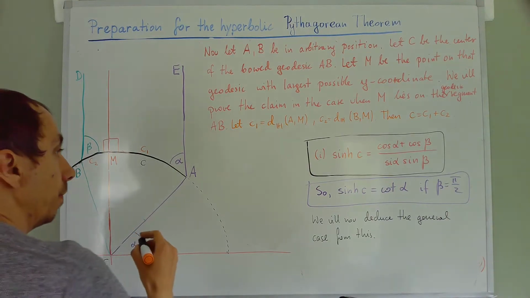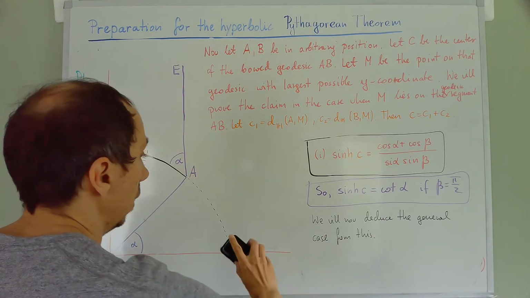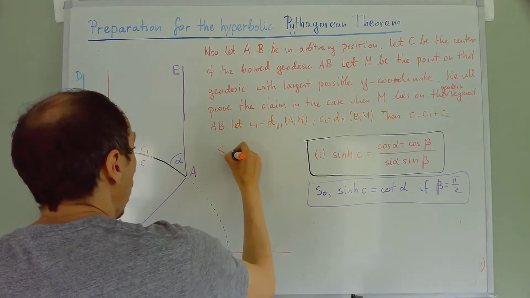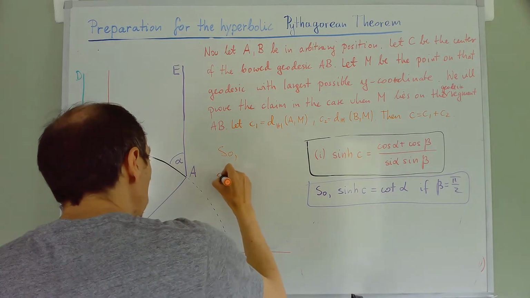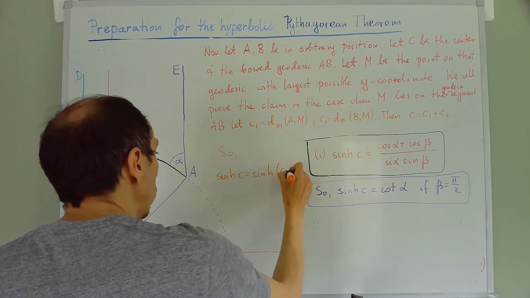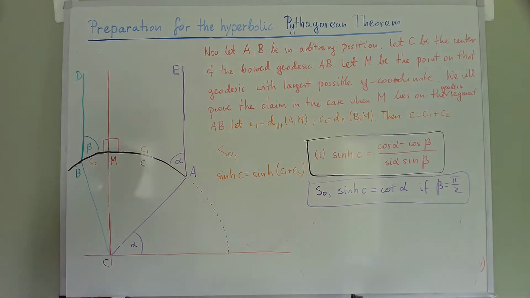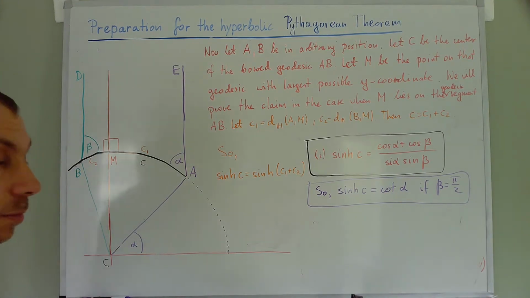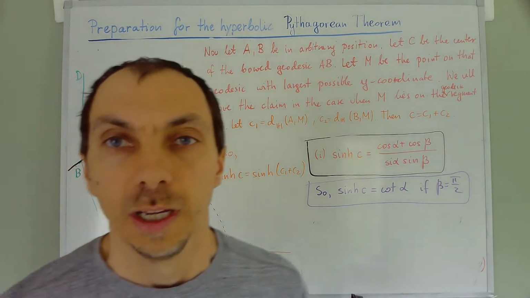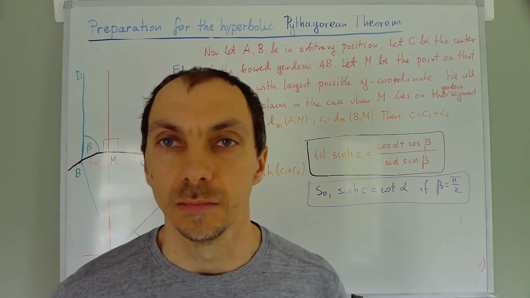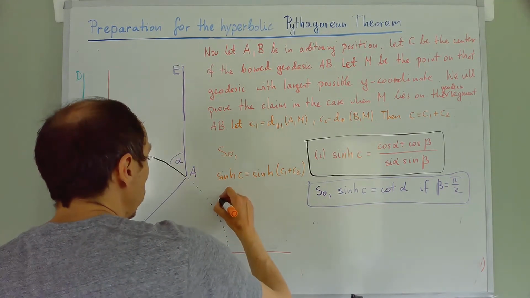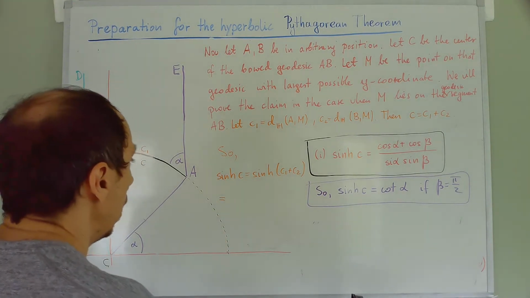Okay, so maybe I'll just continue down here. So sinh C is equal to sinh (C1 plus C2). Now I'm going to use a hyperbolic trigonometric formula that I am not going to prove. You can find the proof in many sources, or you can just try to prove it yourself. It's proved essentially from the definition of sinh.